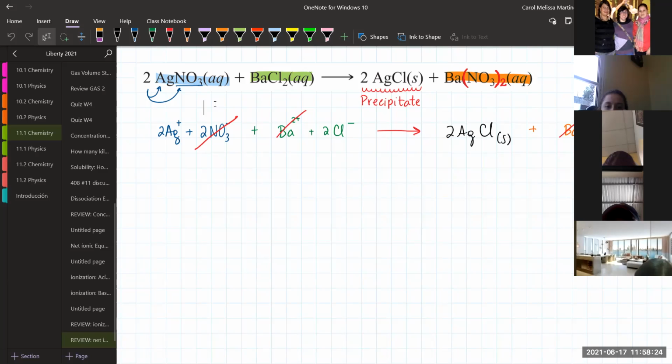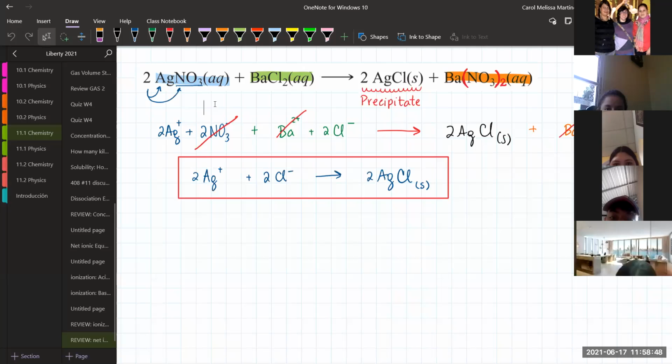So the only step that remains is writing the net ionic equation, that is everything that you didn't eliminate. So this will be 2Ag plus plus 2 chloride ion produce 2 silver chloride as a solid. And this will be the net ionic equation of the double displacement reaction that I showed in the beginning. As you can see, it is already balanced. Do you have a doubt in the process?